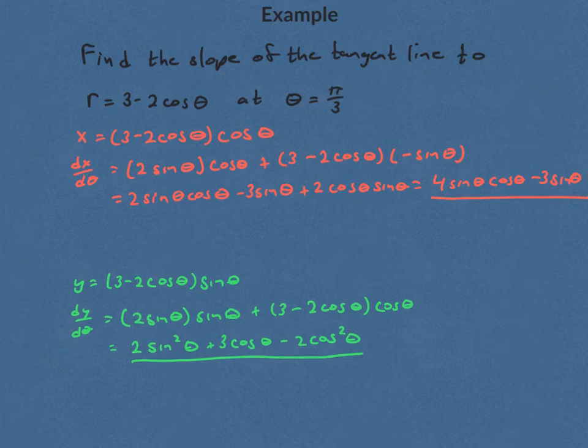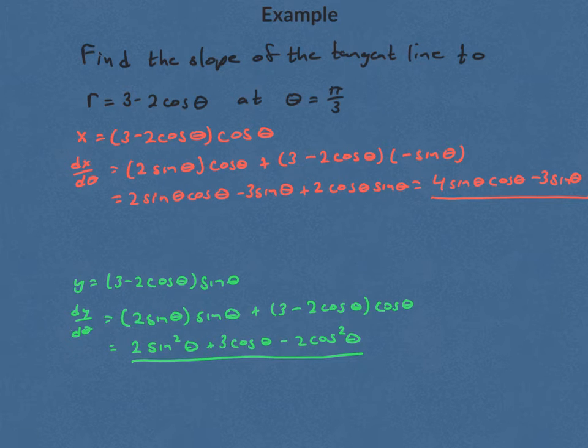And I can go through and use the product rule. I used the product rule when I did this. You could go through and distribute the cosine. But ultimately what you end up with is dx d theta is 4 sine theta cosine theta minus 3 sine theta. And the same thing exists here for y. Y is 3 minus 2 cosine theta times sine theta.